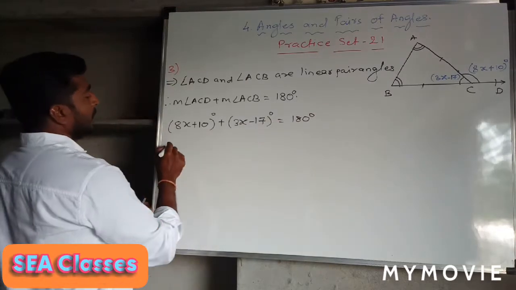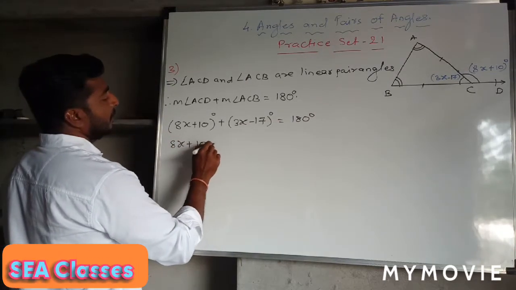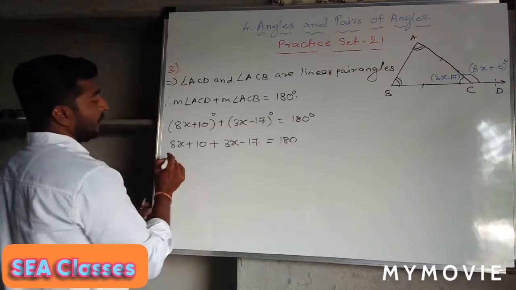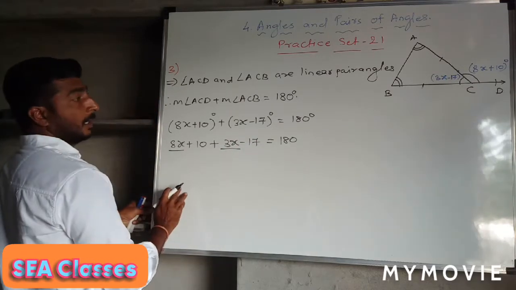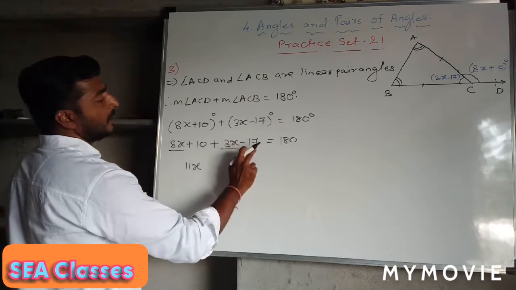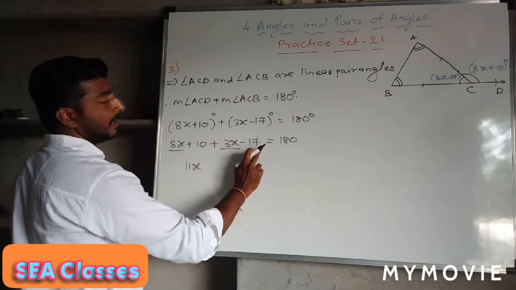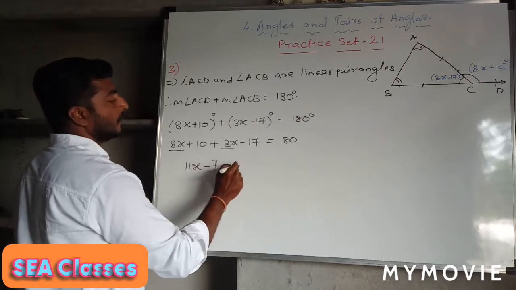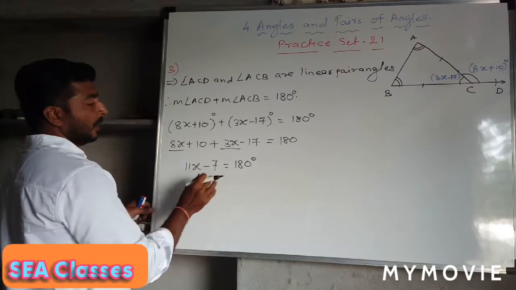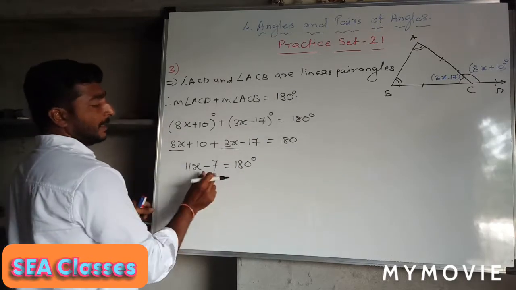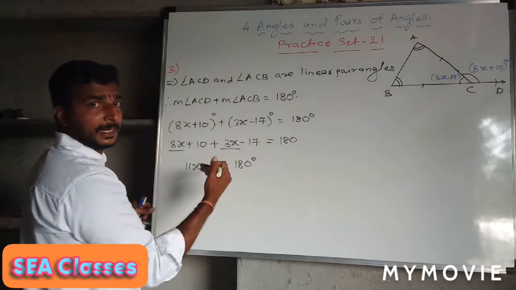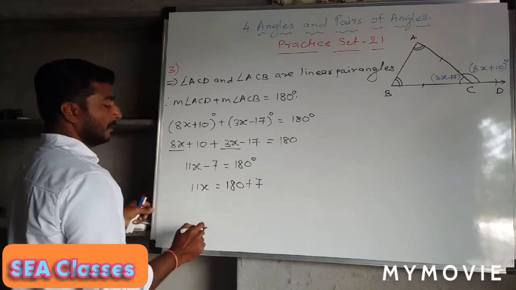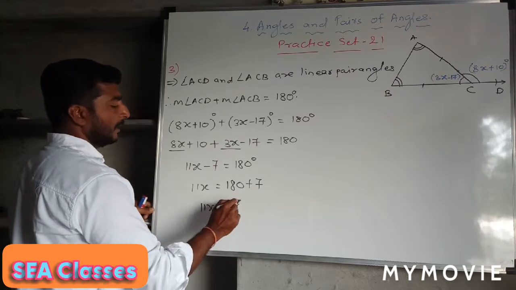Now solve this expression. So 8x plus 10 plus 3x minus 17 is equal to 180. Now you see 8x plus 3x will be 11x, and 10 minus 17, subtraction of integers, will be minus 7, equal to 180 degrees. Now this minus 7 we will send to the right side. It is subtracting here, so it will go to the right and add to 180. So 11x is equal to 180 plus 7. So 11x is equal to 187.